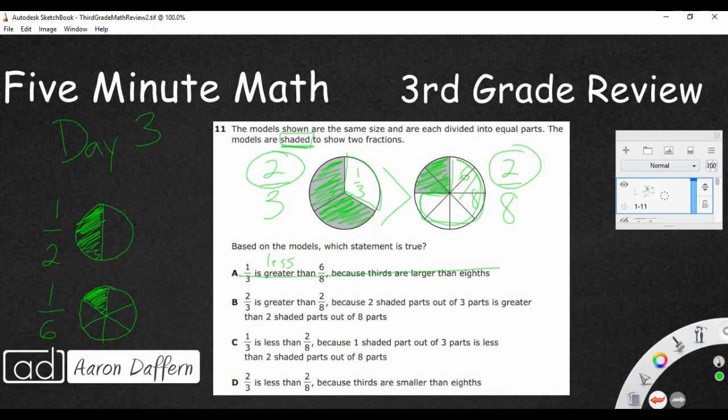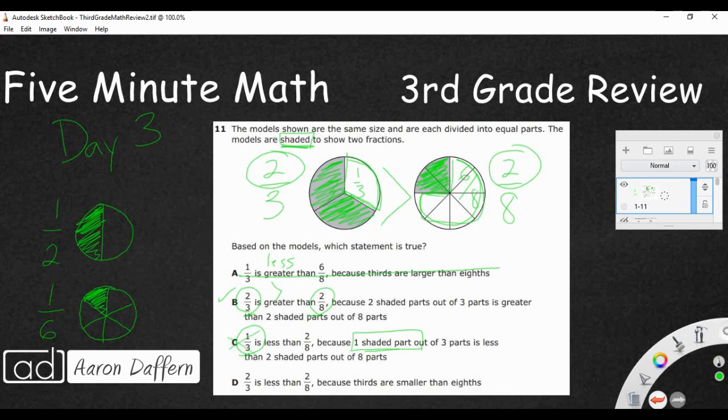2/3 is greater than 2/8. Okay, that's what we said. 2/3 is greater than 2/8 because 2 shaded parts out of 3 is greater than 2 shaded parts out of 8. It looks like it's exactly what we said. Let's double check. 1/3 is less than 2/8. So this 1/3 right here is less than the shaded part. Well, first off, 1/3 looks a little bit bigger, but now we're looking at shaded against unshaded, and that's just confusing.